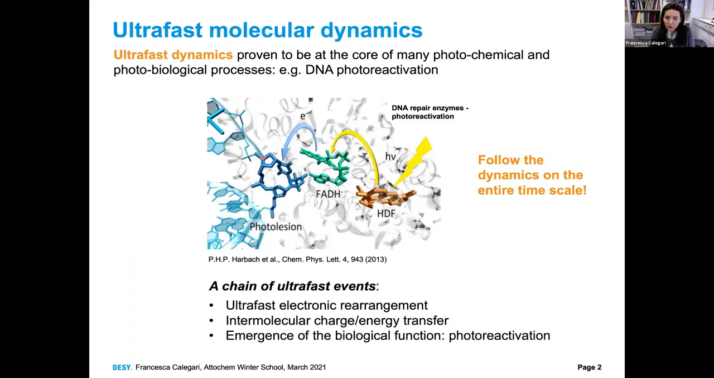Life on Earth is anyway possible, even if exposed to UV light. This is because we also have photoreactivation mechanisms. There is a DNA photoreactivation process, which is done by an enzyme, and this enzyme is schematically represented here. What happens here again is that light is activating this photoreactivation mechanism. More specifically, a photon is absorbed by the HDF antenna protein.